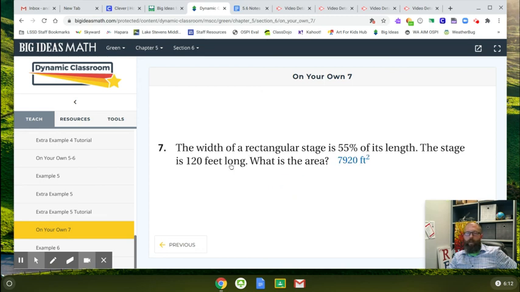I have 11 over 20 times 120 feet. So once you multiply that, you end up with the answer to the width, and then you multiply the width times the length, and you end up with 7920. So we can work on that one in class, but remember, you turn this into a fraction, 55 over 100, reduce it to make it a little easier, then multiply that times 120. Then you have the width, and you multiply the width times 120, and you end up with 7920.